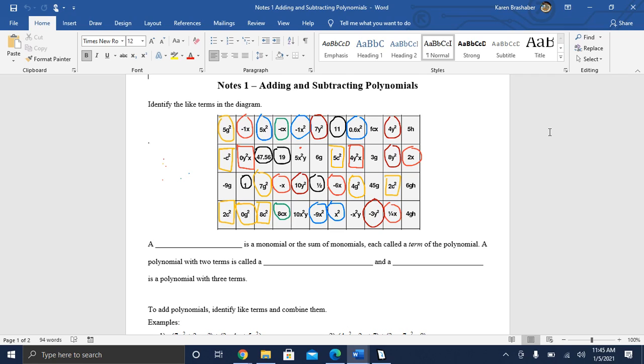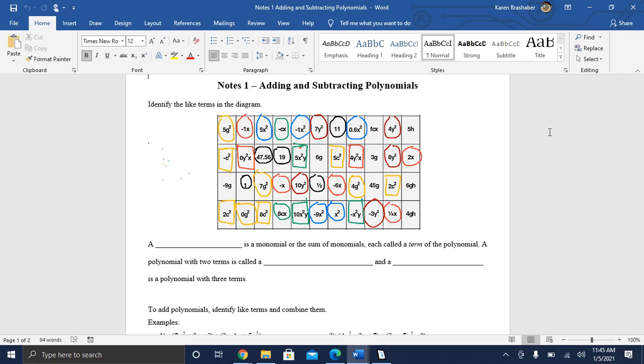As I move on, I want to look at the 5x to the second y. I'll put a rectangle around it because we do have some like terms. In the bottom row, we have 10x to the second y and negative x to the second y. So those are like terms.